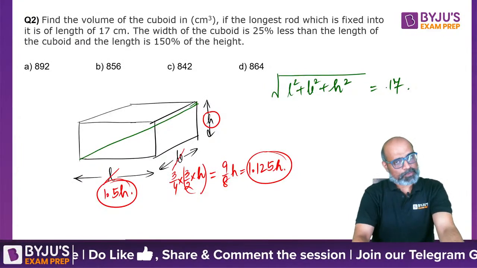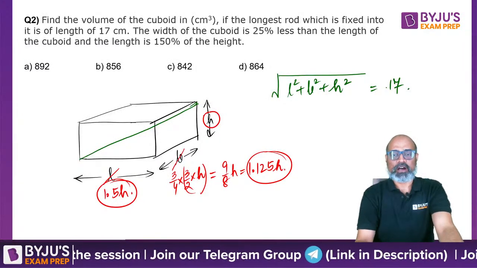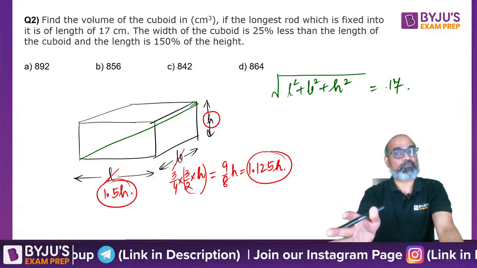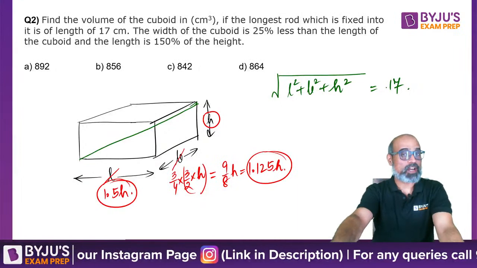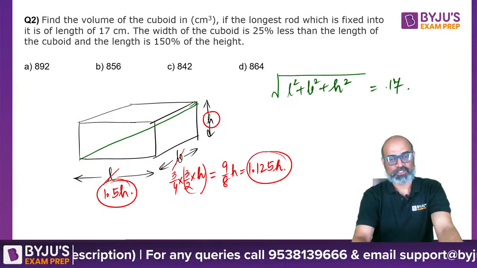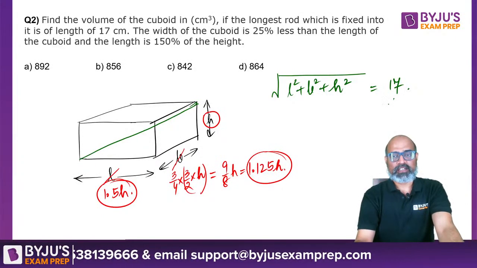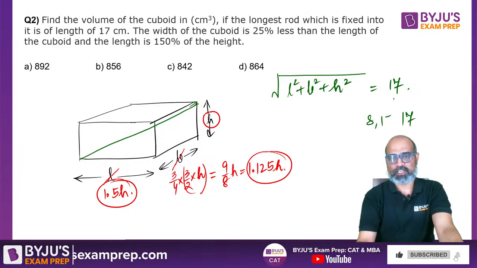We can either use triplets, assuming that triplets will give us the answer, which generally they do. Otherwise, we will have to put the values of L as 1.5h and B as 1.125h, then square them, take the sum, then take the square root, which may be very time consuming. So looking at 17, we know that the triplet with 17 is 8, 15 and 17.